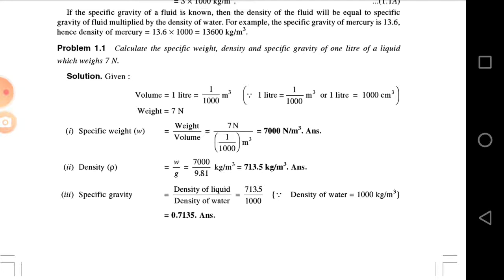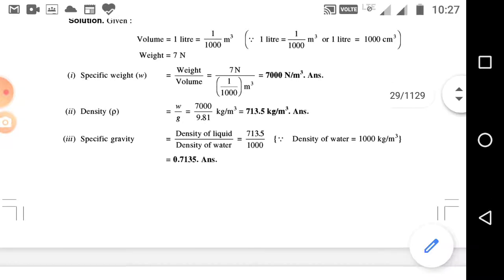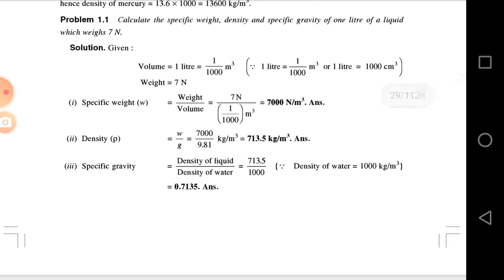Calculate the specific weight, density and specific gravity of 1 liter of liquid which weighs 7 Newton. Volume, 1 liter, is 10 power minus 3 meter cube. Weight is 7 Newton. Specific weight is therefore weight by volume, 7000 Newton per meter cube. Density rho is equal to W by g, so it is 7000 divided by 9.81, 713.5 kg per meter cube.